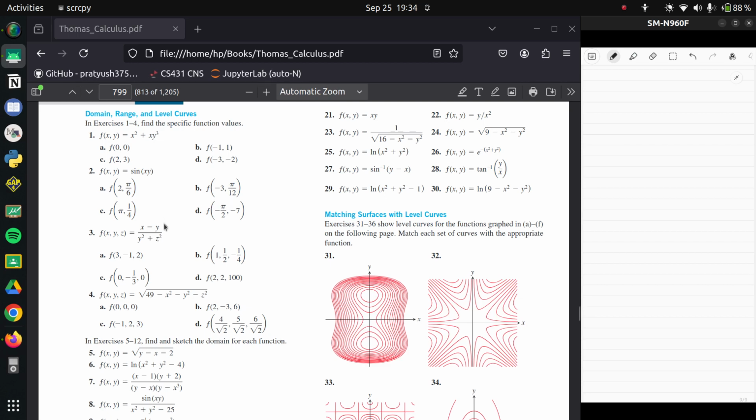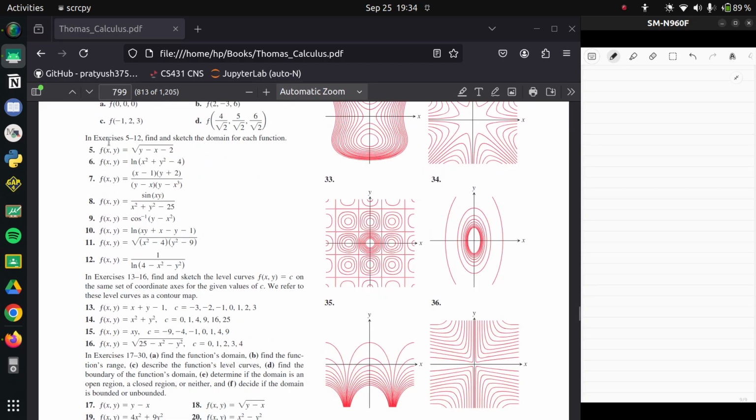This stuff, x minus y, that's 4 upon 1 plus 4, that's 5, whatever. So you get the basic feel of it. All of this is just trivial. So yeah, okay, find and sketch the domain for each function.